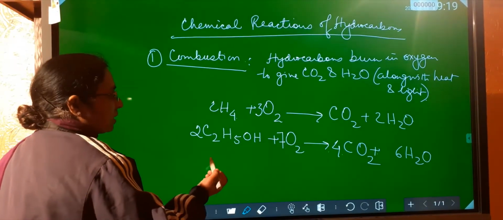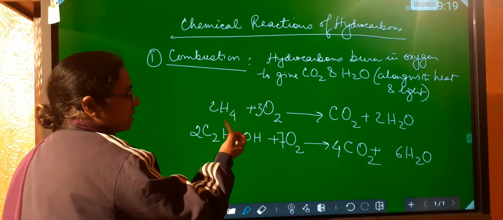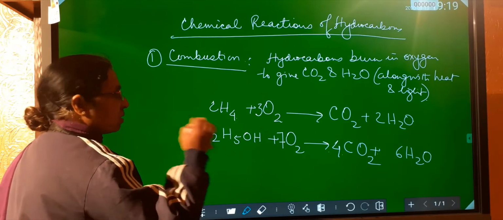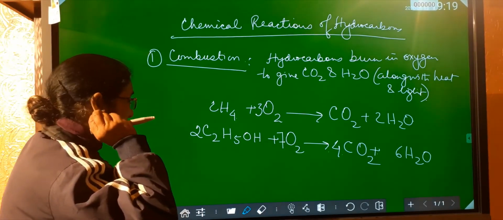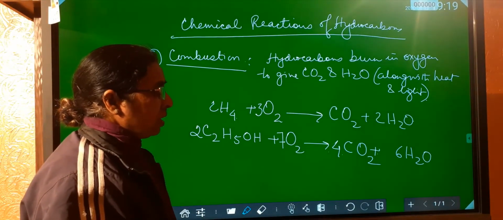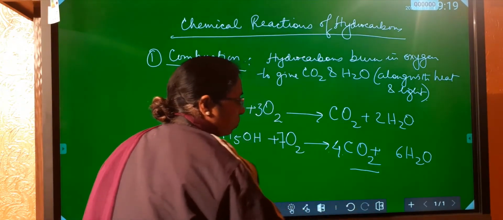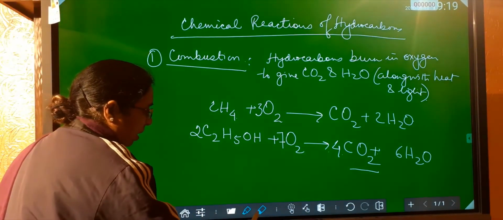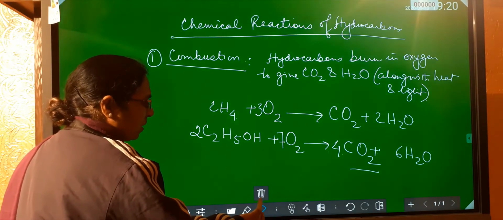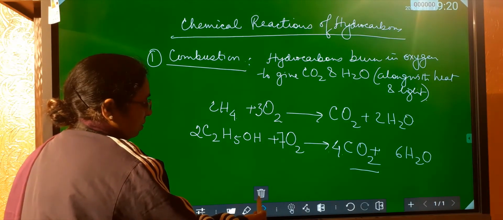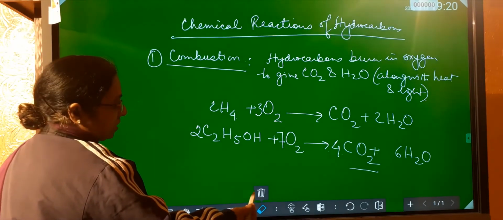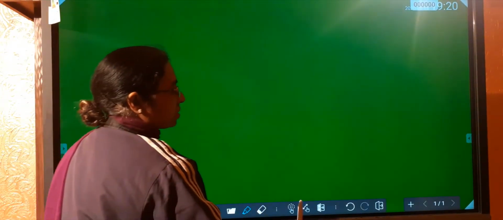So in a nutshell, what we understand is that any hydrocarbon, when it burns completely in excess of oxygen, will give out CO2 and H2O. Fine. Alright, now this is when it is burning in the presence of excess of oxygen.